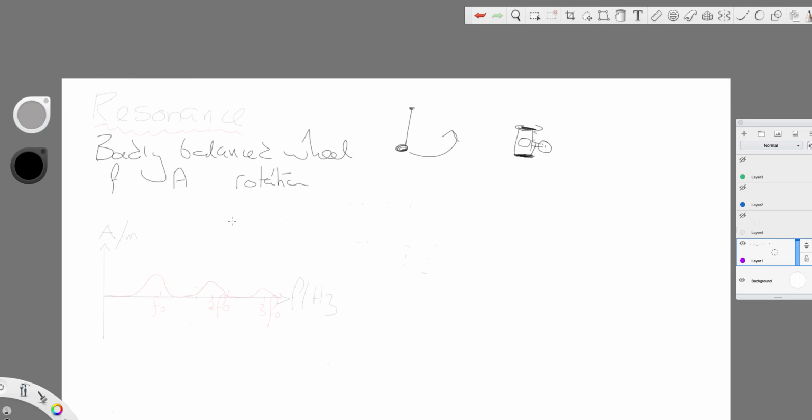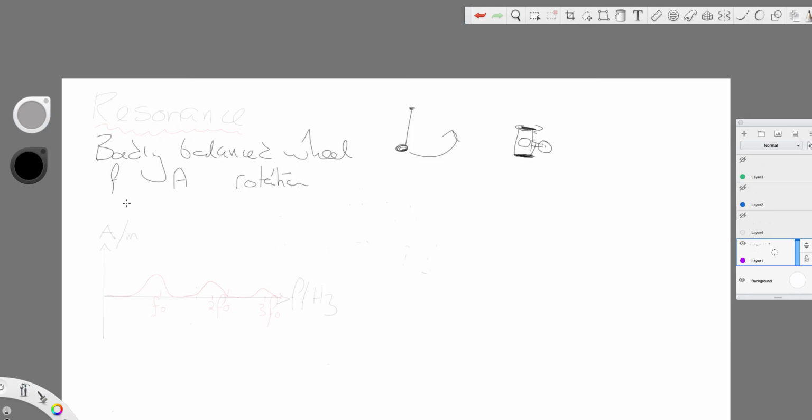So badly balanced wheels are an example of resonance. It would have to be very badly balanced for you to see these three. With your badly balanced wheel, typically you'll see one maybe at 60 miles an hour and then maybe another at 120. So let's say 30, 60, 90. So you wouldn't normally be up here. And if it was happening at 30, it would be very badly balanced.